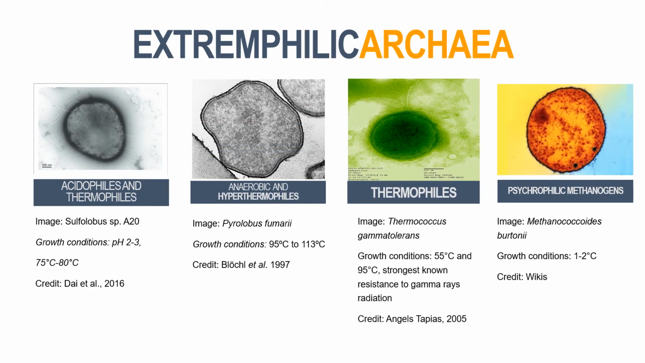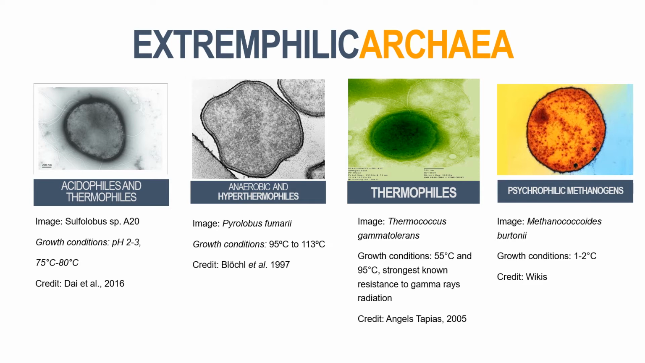The Sulfolobus species A20 is an example of an acidophile and thermophile. It can live in very acidic, low pH conditions, pH 2 to 3, and thrive in high temperatures between 75 degrees to 80 degrees. The Pyrolobus fumarii is an example of anaerobic and hyperthermophiles. It can live in the absence of free oxygen and thrive in extreme high temperatures between 95 degrees to 113 degrees.